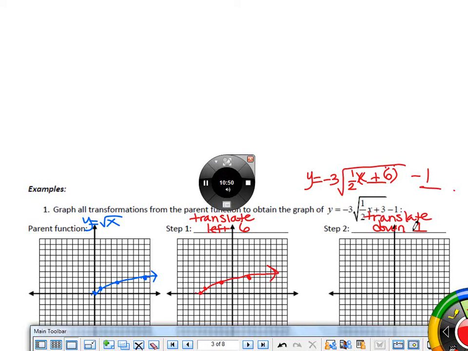Remember, only translations move our vertex. All stretches, compressions, and reflections will now be done around that point. So here's my graph after I've translated down 1. Okay, so I've taken care of all the translations. So things that would be left would be any sort of reflections, stretches, or compressions. Okay, John?